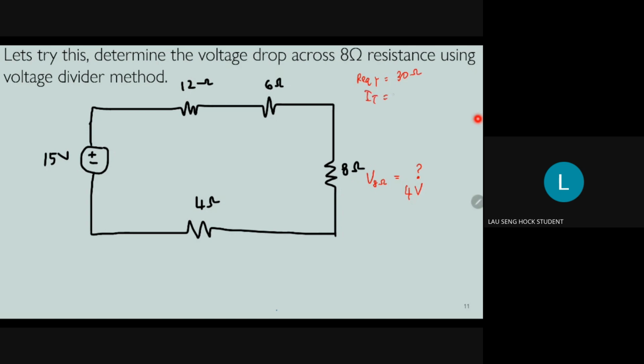I total is equal to 15 over 30, since V equals IR. So 15 divided by 30, you get 0.5 ampere. So the current 0.5 ampere times 8 ohm, you get 4 volt. Very good. Thank you. Okay, next.